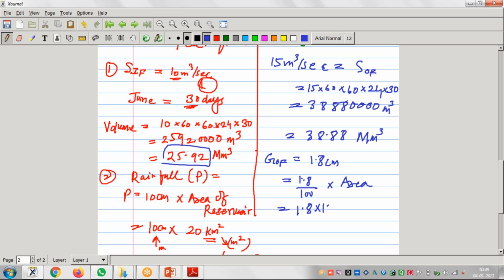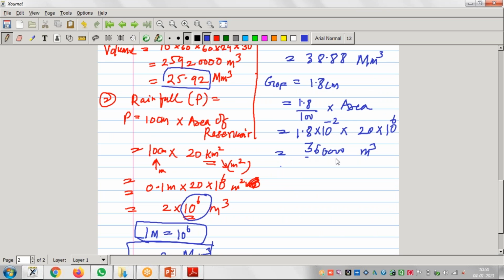It will be 1.8 into 10 to the power minus 2 into area, which is given as 20 into 10 to the power 6. I will directly put the value. So here I will get 360,000 meter cube, right? Now if I divide it by 10 to the power 6, it will be converted directly into million meter cube, right? So here it will become 0.36 million meter cube, right?